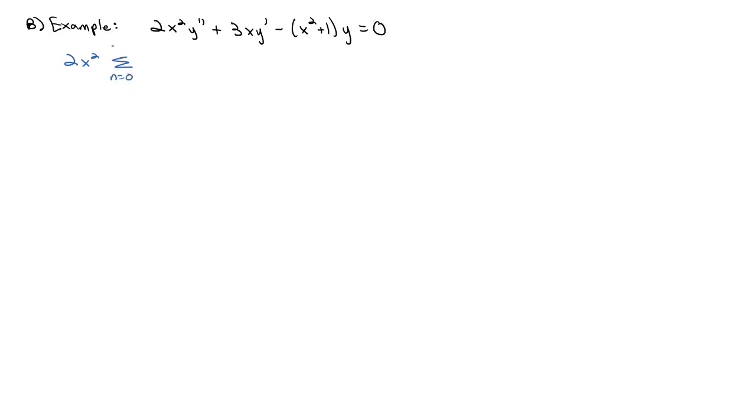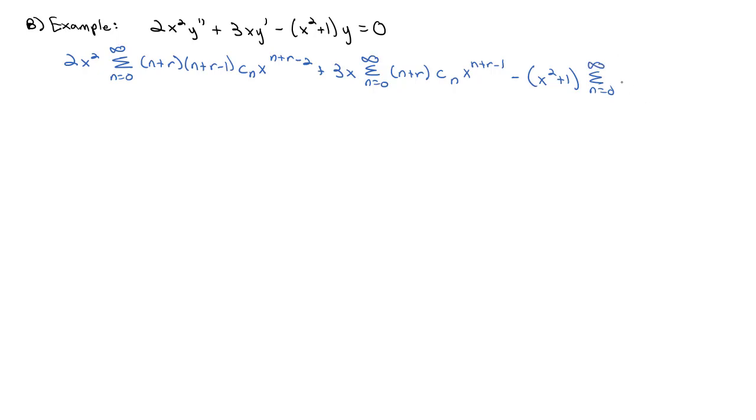Well, we said y double prime was the sum as n goes from 0 to infinity of (n+r)(n+r-1) c_n x^(n+r-2), plus 3x times y prime, which is the sum as n goes from 0 to infinity of (n+r) c_n x^(n+r-1), minus (x^2+1) times y, which we said was the sum as n goes from 0 to infinity of c_n x^(n+r), and all of that equals 0.